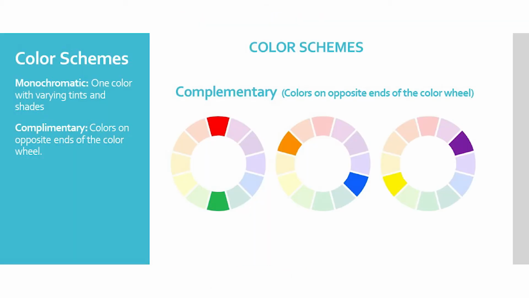The next kind of color scheme is called complementary. Complementary colors are on opposite ends of the color wheel, and it doesn't mean complementary in the sense that they necessarily go well together. They do, but not more than any other colors. They're called complementary just because they're on opposite sides. And because they're on opposite sides, they have the greatest amount of contrast.